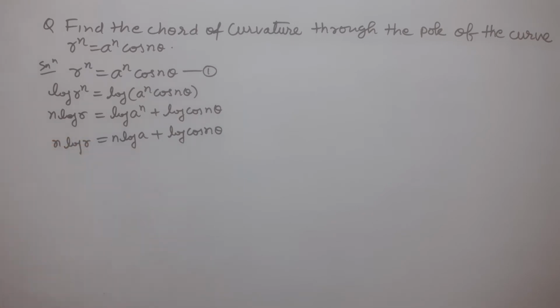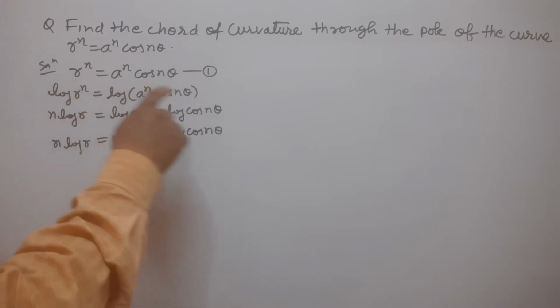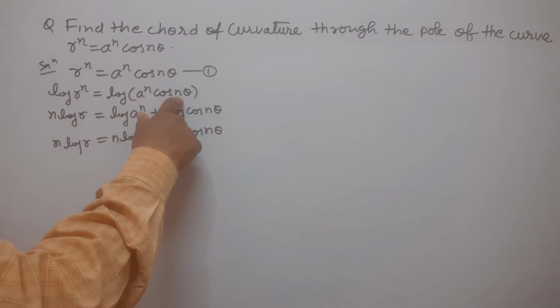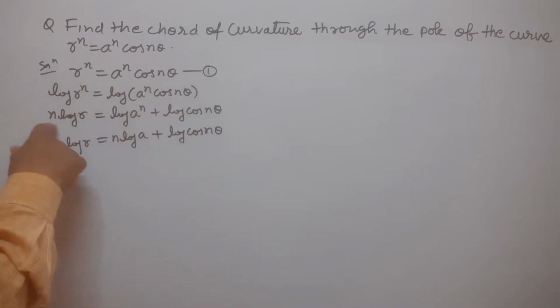आप देख सकते हैं यहाँ पर गिवन कर्व है r की पावर n इज इक्वल टू a की पावर n cos n थीटा. इसमें बोथ साइड का लॉग ले रहे हैं तो log r की पावर n इज इक्वल टू log a की पावर n cos n थीटा होगा. अब log की प्रॉपर्टी से log r की पावर n को n log r लिख सकते हैं.